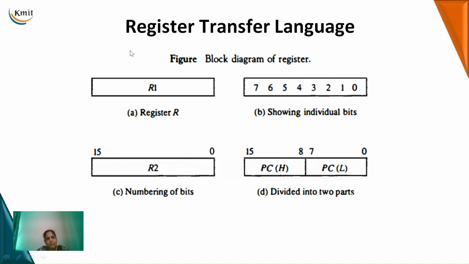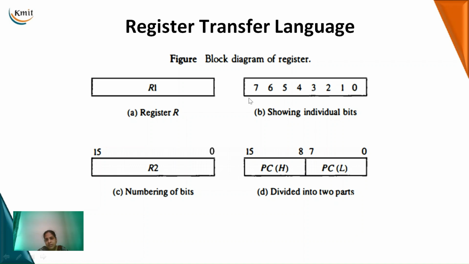So if you see this, this is a block diagram of a register. There are different ways in which you can represent a register. In the first one, the register is named R1. You can also represent a register by showing the individual bits.